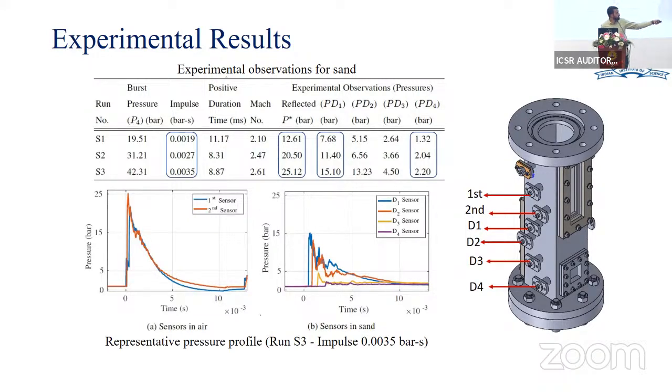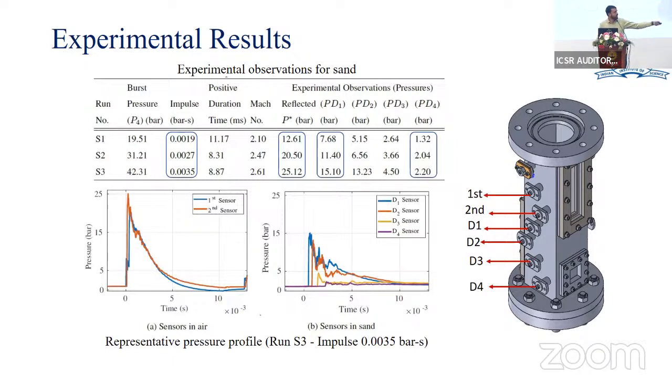In the tables, PD1, PD2, PD3, and PD4 show the maximum or peak pressure at locations D1, D2, D3, and D4 respectively, whereas P star is the maximum reflected pressure that we got at this point, this second.